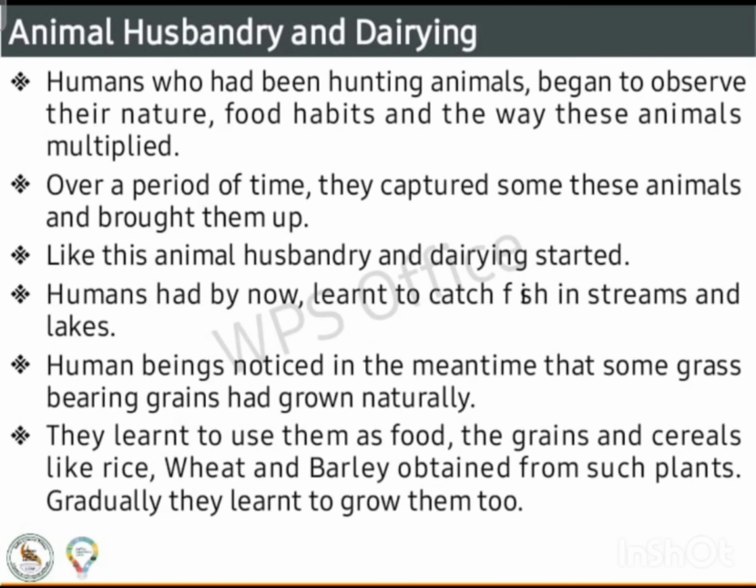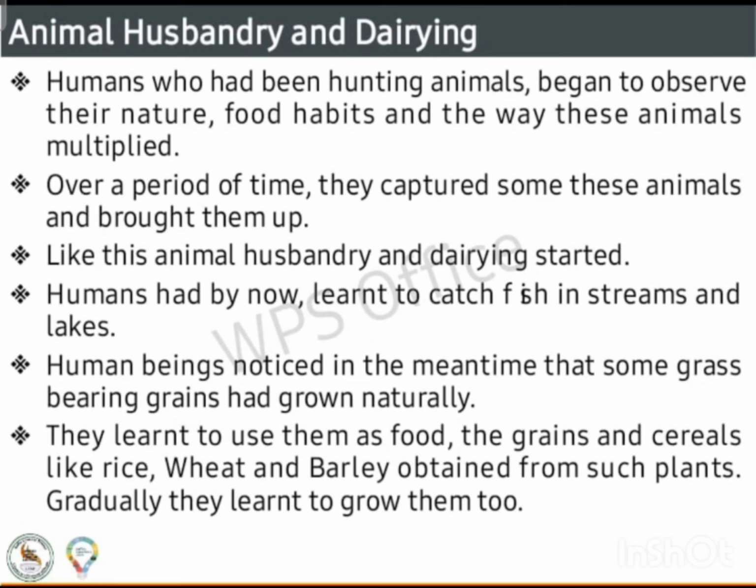Animal husbandry and dairying. Humans who had been hunting animals began to observe their nature, food habits, and the way these animals multiplied. Over a period of time, they captured some of these animals and brought them up. Like this, animal husbandry and dairying started.